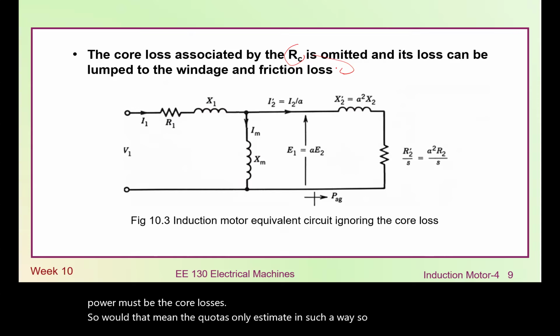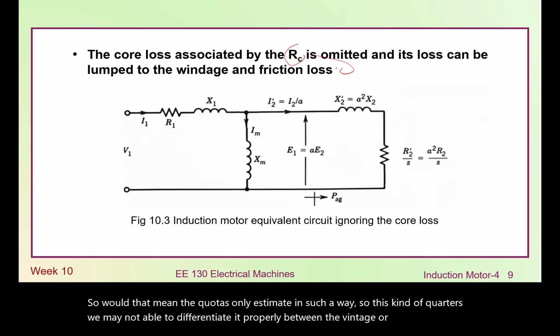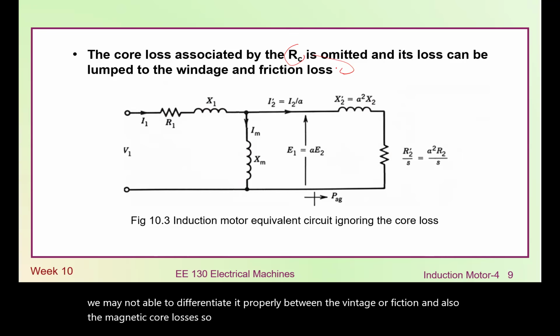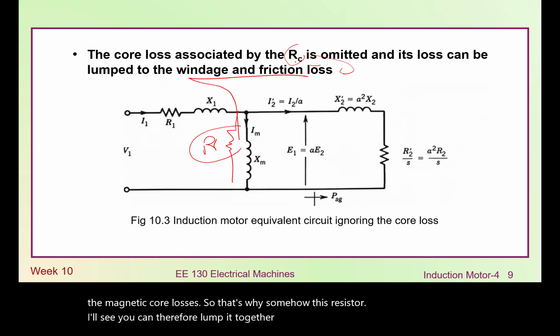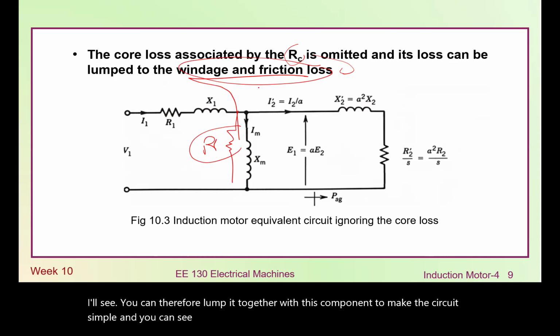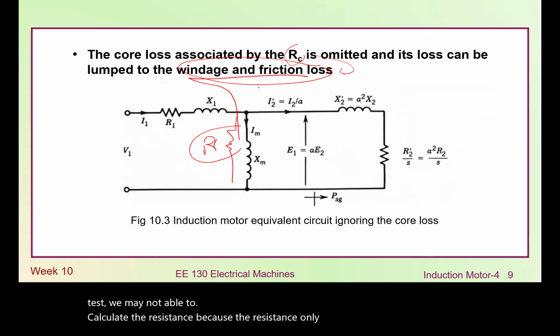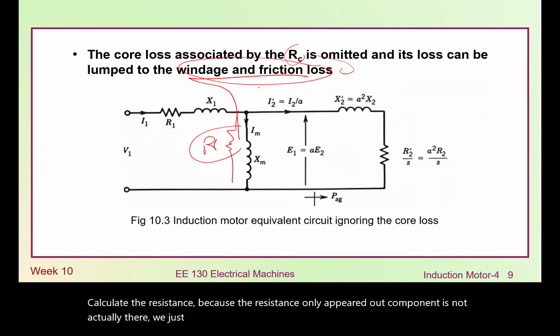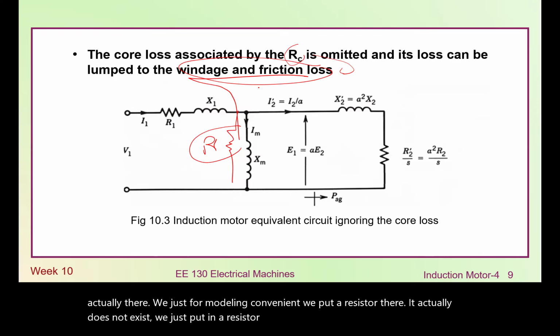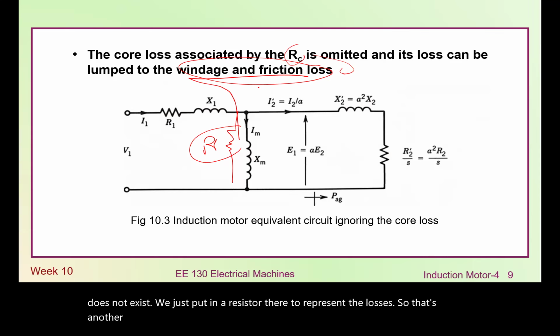This kind of core loss, we may not be able to differentiate properly between the windage or friction and also the magnetic core losses. So that's why we can lump this resistor RC together with this component to make the circuit simple. You can see that when we use the locked rotor test and open circuit test, we may not be able to calculate the resistance because it is only a parallel component. It's not actually there. We just put a resistor there for modeling convenience, to represent the losses. It actually does not exist. So that's another model we can use.